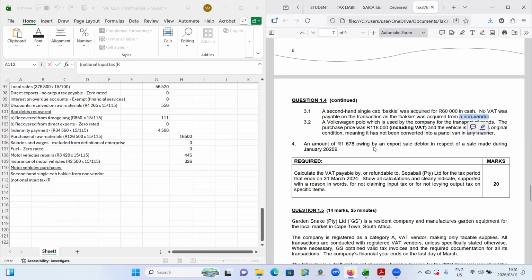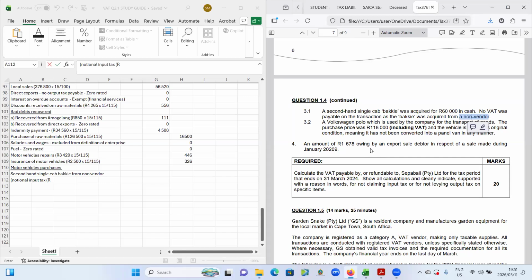Highly sure, I'm seeing you've got a raised hand. Just feel free to contribute. Oh, thank you, Mr. Matonde. If it was a new vehicle or new single cab, would it still be notional? I mean, from a non-vendor, will it still be notional?